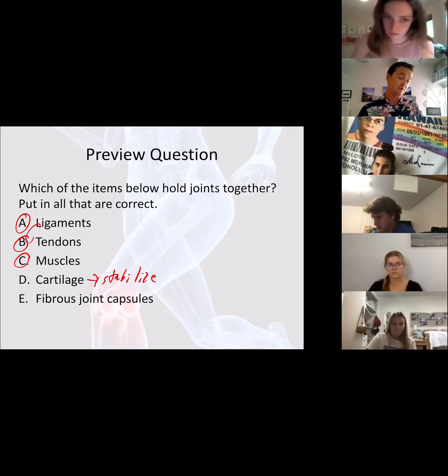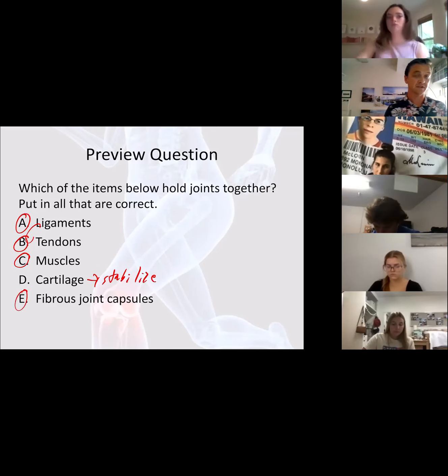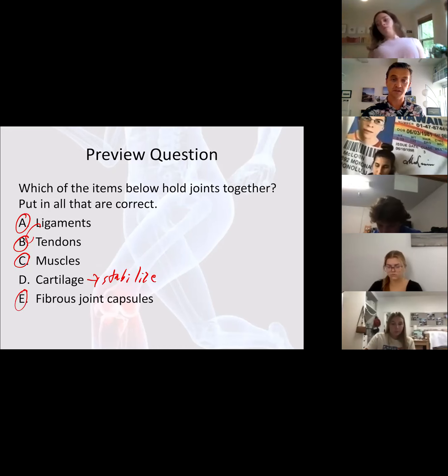Okay, and then fibrous joint capsules for sure. This surrounds both bones, holds them together. So definitely an important part of holding joints together. Okay, any questions on that one?